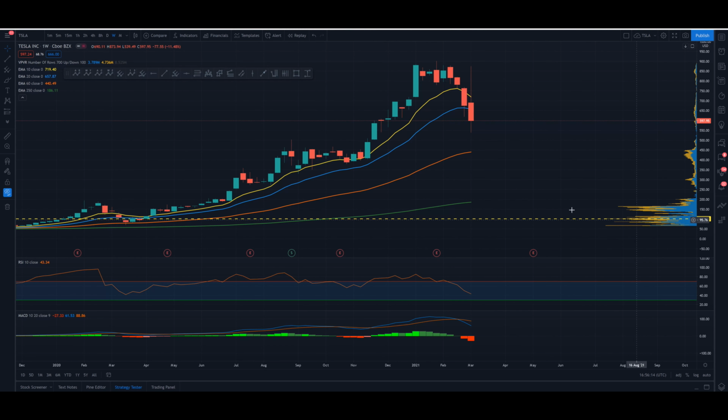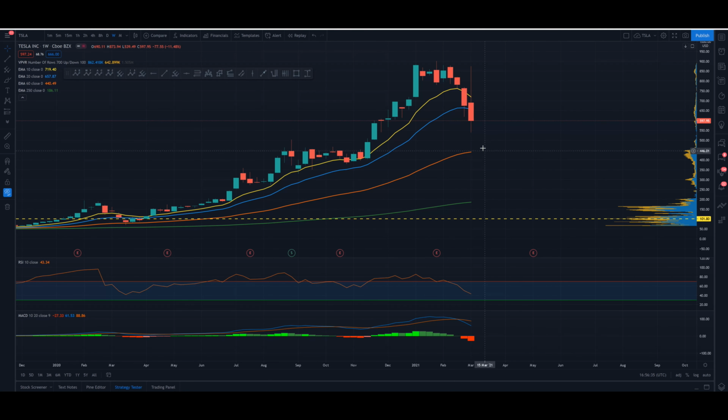We have a built-in point of control, which is a yellow dashed line representing the peak of the buy sell volume. Now we have an RSI here also set to a 10 close with a green 30 level for oversold and a red 70 level for overbought. We have a MACD with a 10 for the short-term moving average and a 20 for the long and a 9 to smooth. Right, let's get underway.